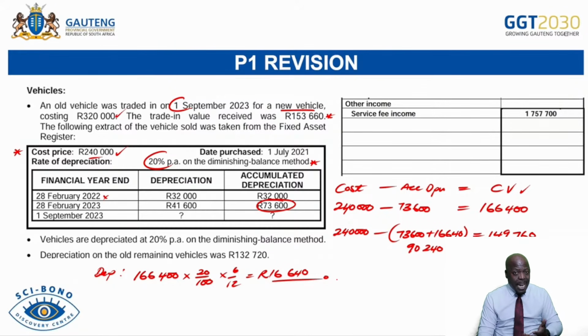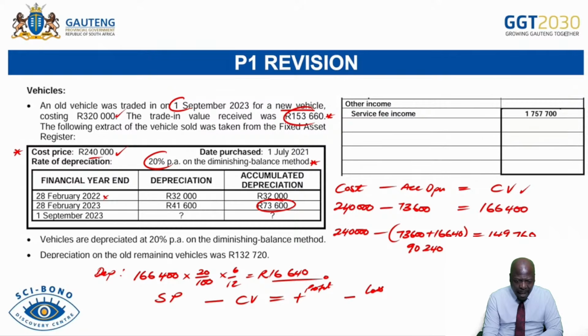Now, we want to ascertain whether we made profit or loss. There's a quicker way to determine if we made either profit or loss. You simply say your selling price, or the value that we received from the trade-in, all right? Then we say minus the carrying value. If your calculator gives you a positive amount, that's a profit. If your calculator gives you a negative amount, that's a loss.